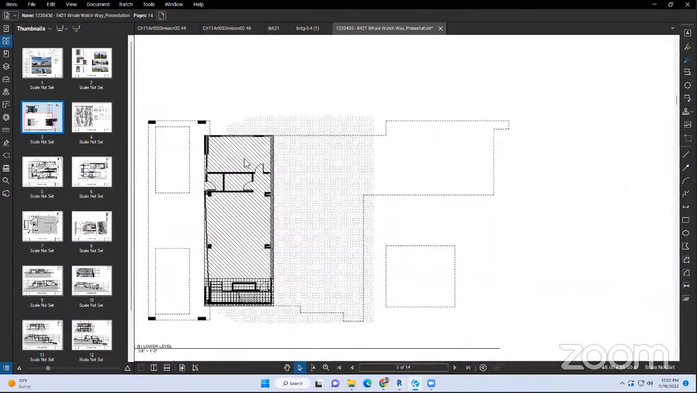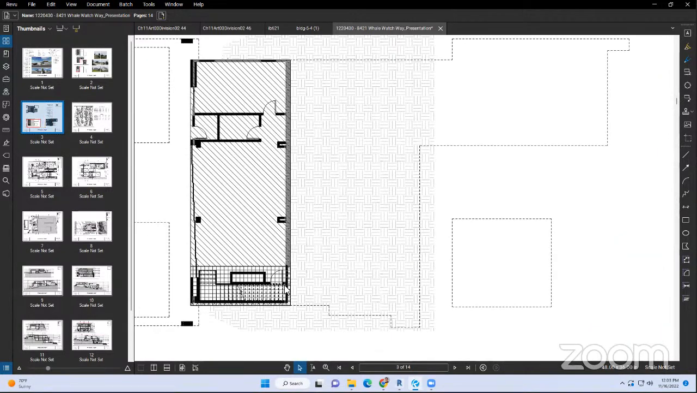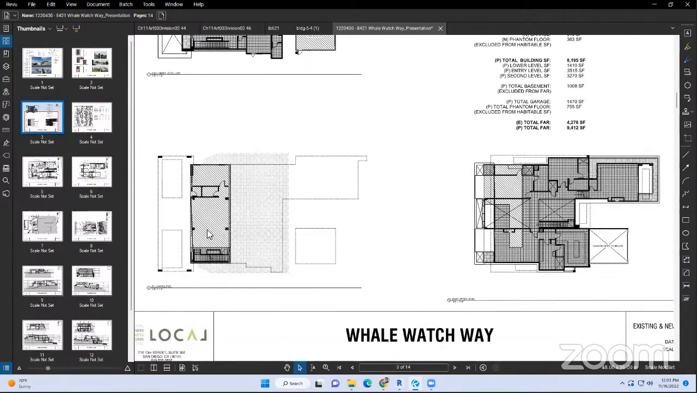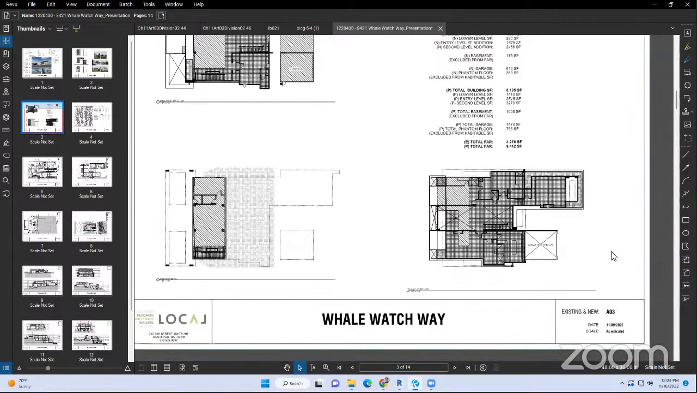This is the lower level basement. You can see the earth that is around it. And we are actually extending it about 6 feet. So very minimal impact to the basement there. So very limited amount of digging that will need to be completed on this project.